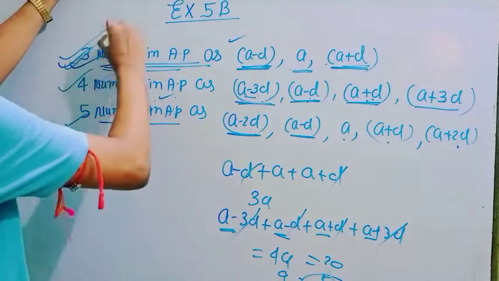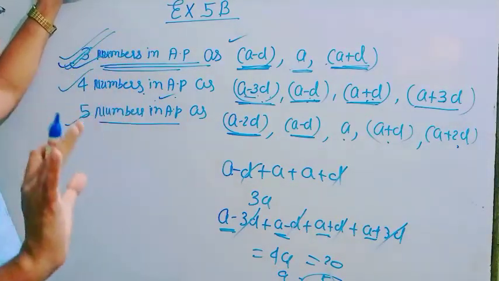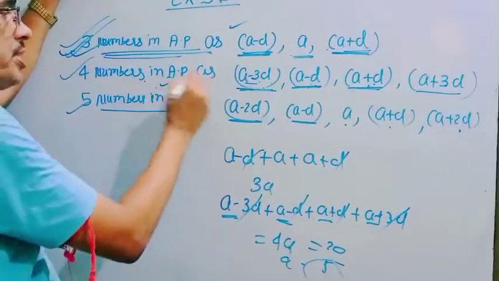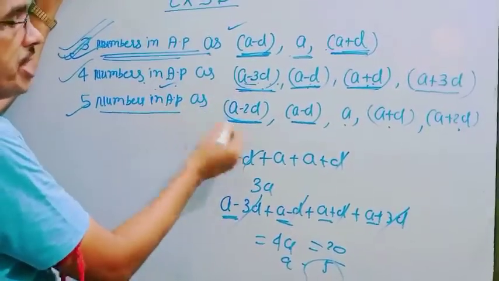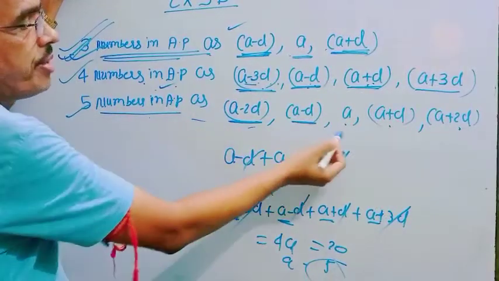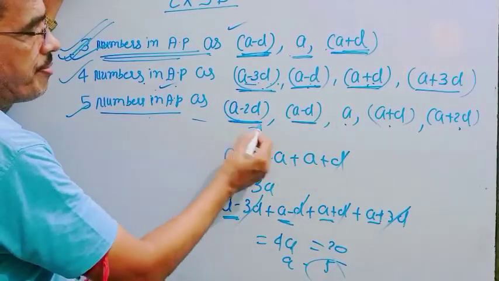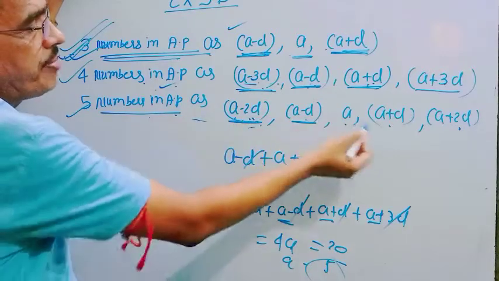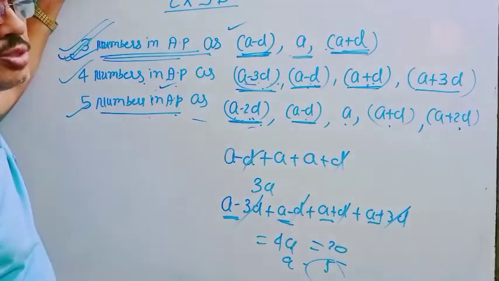So this is compulsory for you: first remember that all 3 numbers in AP are this, all 4 numbers in AP are this. And AP related to 5 numbers is not given in your syllabus, but remember it: if 5 numbers in AP, then it is a minus 2d, a minus d, a, a plus d, a plus 2d.